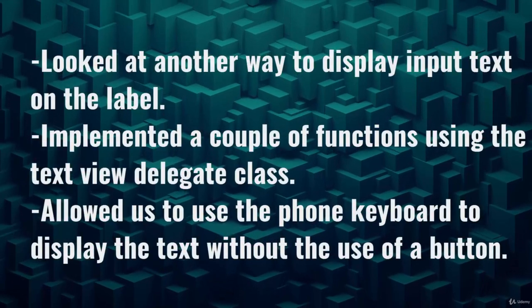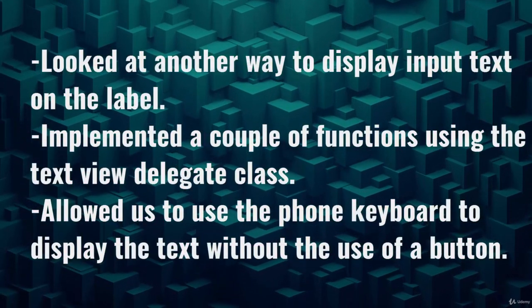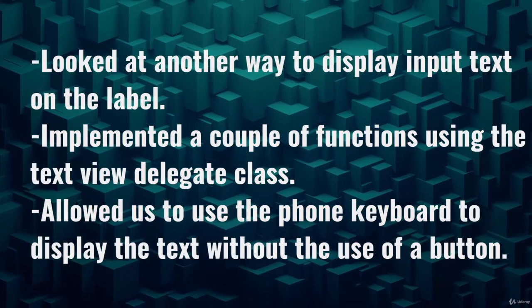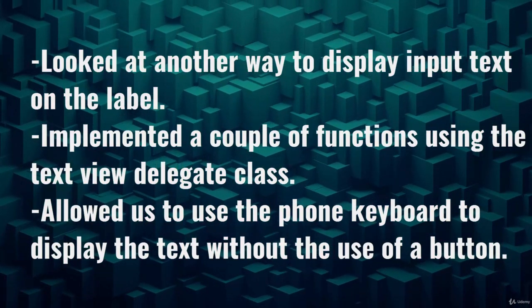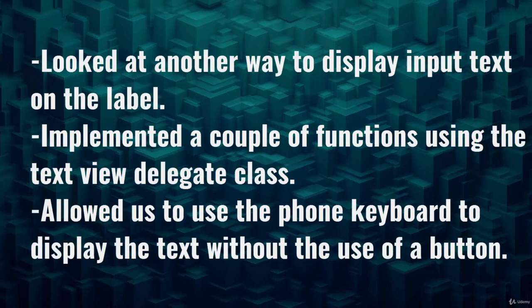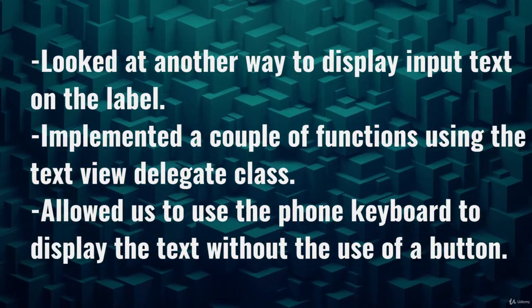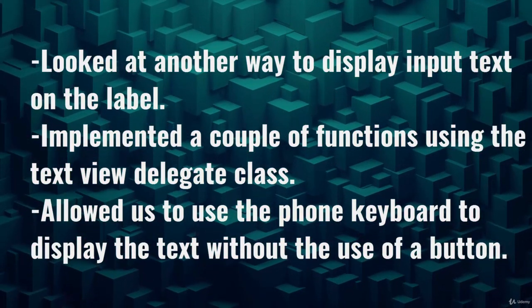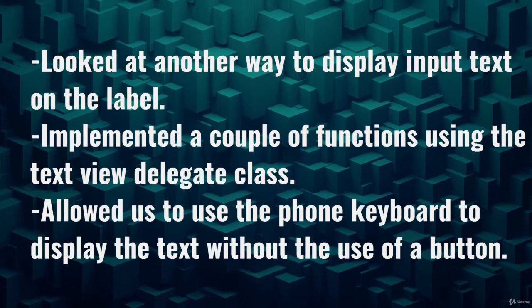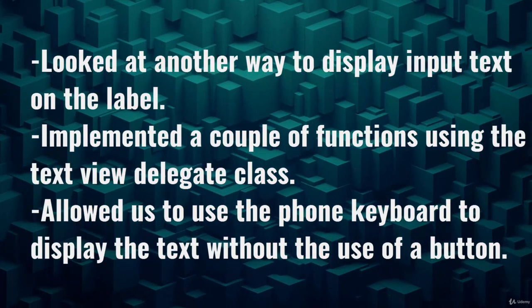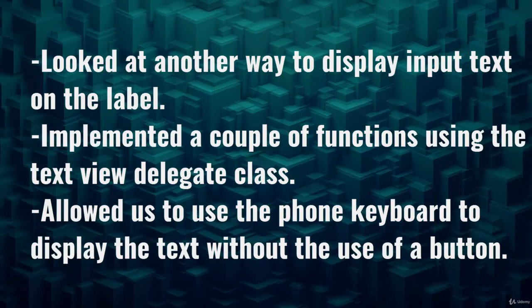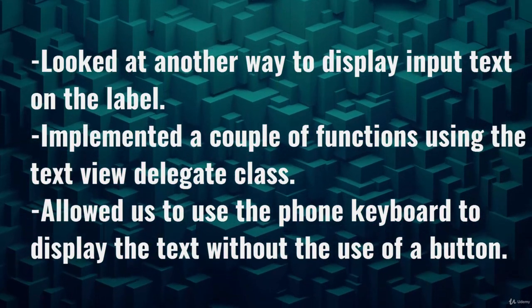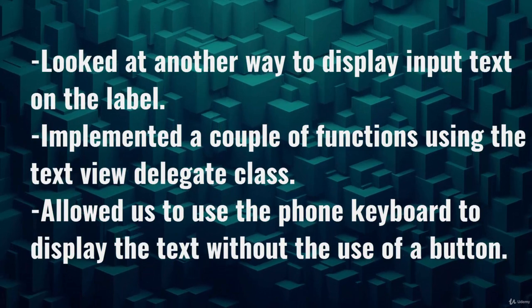In this part, we just looked at another way to display input text on the label. So this was the same task as before, but again, just another way. So we implemented a couple of functions using the TextViewDelegate class. So we had to gain access to these functions by calling the UITextViewDelegate, and we did this right after the view controller at the very top. So it's a simple enough task, just had to implement a couple more functions and write a couple of lines.